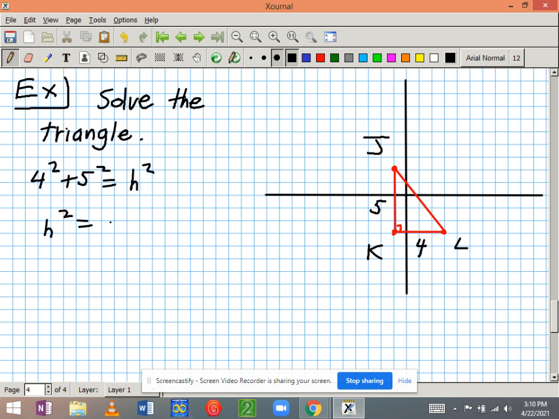So h squared equals 16 plus 25. h squared is equal to 41. h is equal to the square root of 41. So we're going to go ahead and write that as a decimal, square root of 41, 6.4. So that side's 6.4. Okay, so the only thing left is to find angle J and angle L, because we know angle K is a right angle. So I'll use tangent.